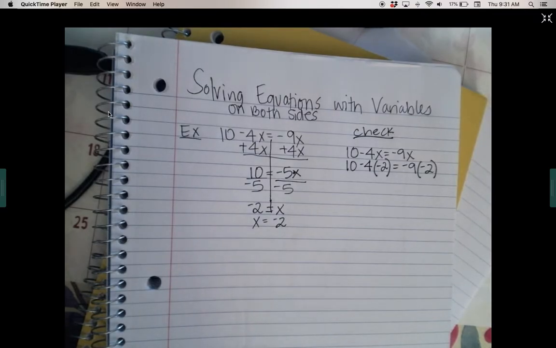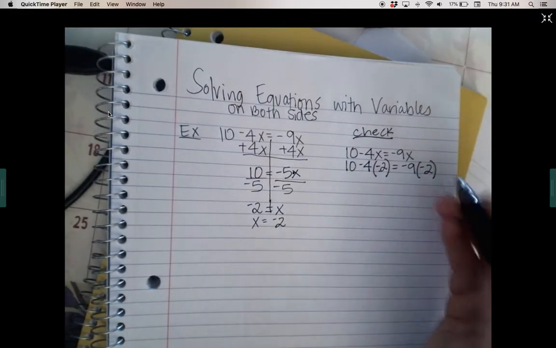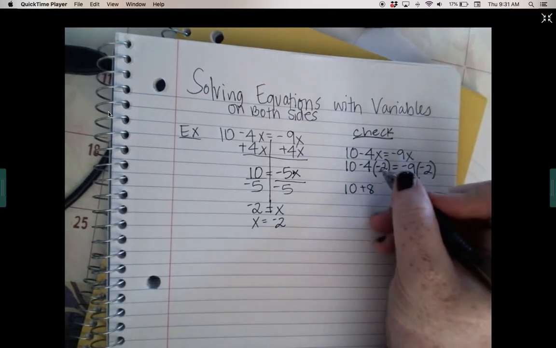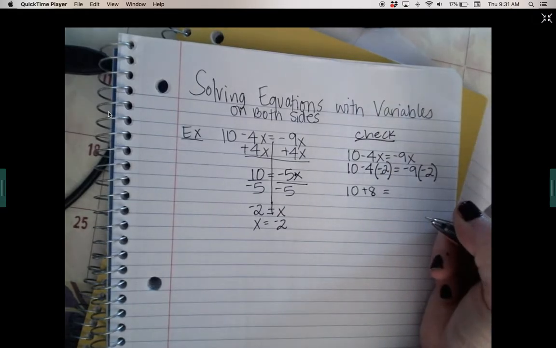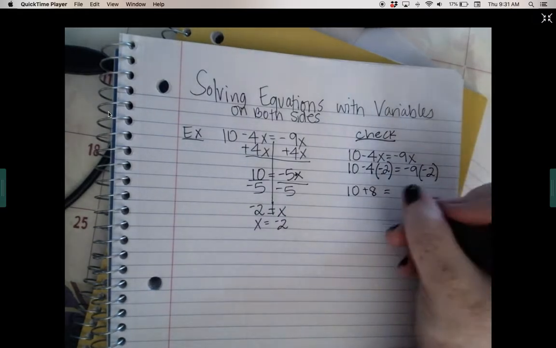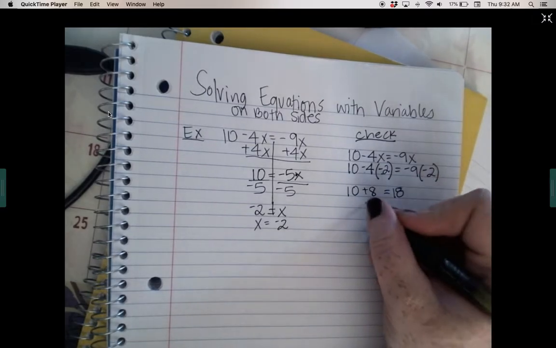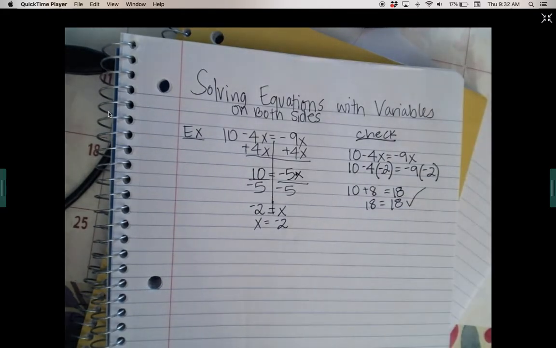Order of operations says I multiply first. So I have negative 4 times negative 2, so I have 10 plus 8, because when I have two negatives, it becomes a positive, and I use that sign, equals negative 9 times negative 2, which is positive 18. What's 10 plus 8? Does 18 equal 18? Good job.